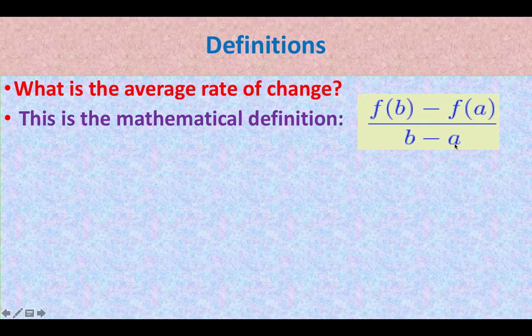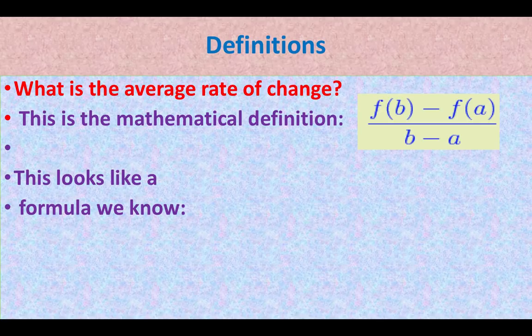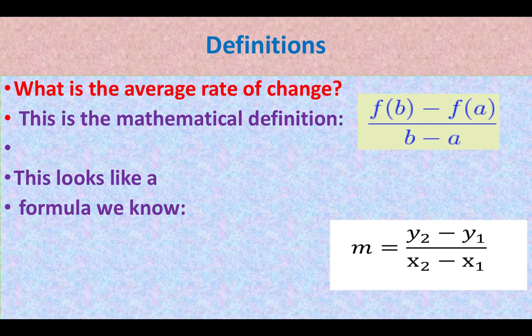Now, this actually looks very similar to a formula that we know and that we've been working with. If you thought about this, awesome. If you didn't, let me remind you. This looks like our slope formula, the change in y over the change in x. f(b) minus f(a), that is the change in y values, all over b minus a, that is the change of our input values, which in our case is x.